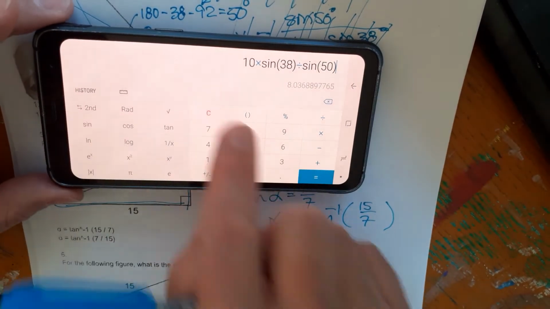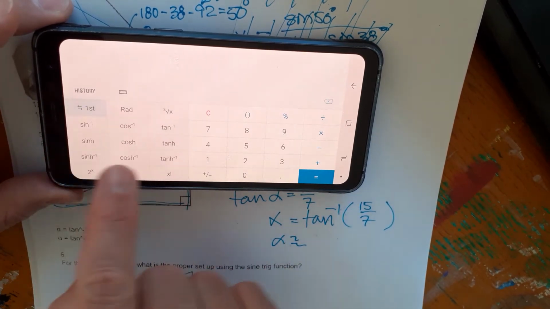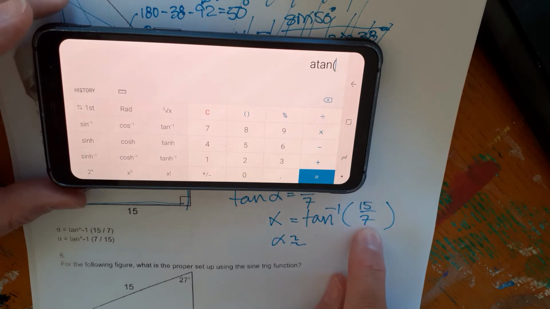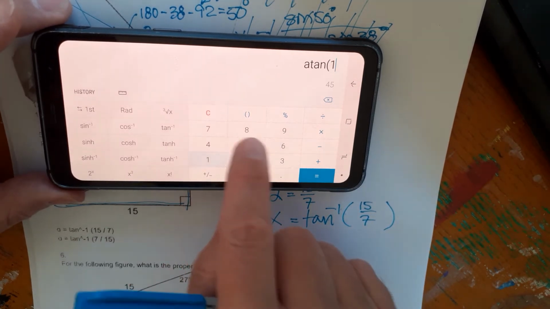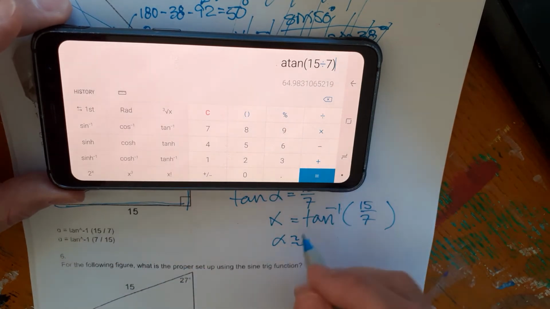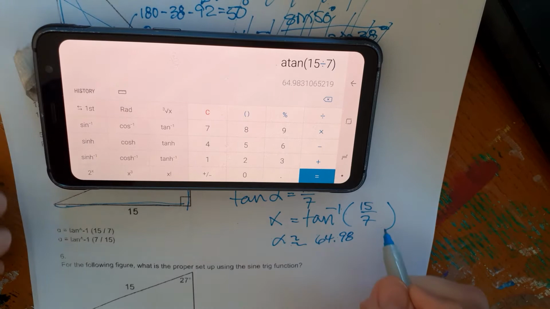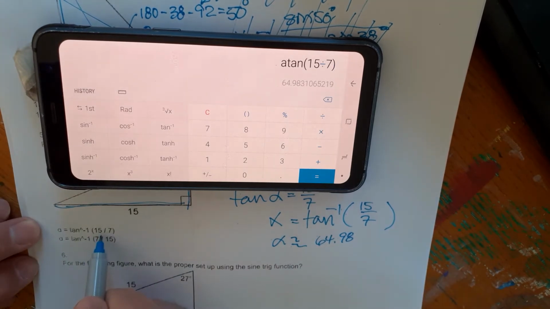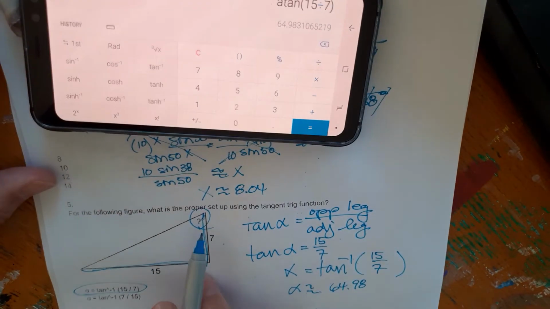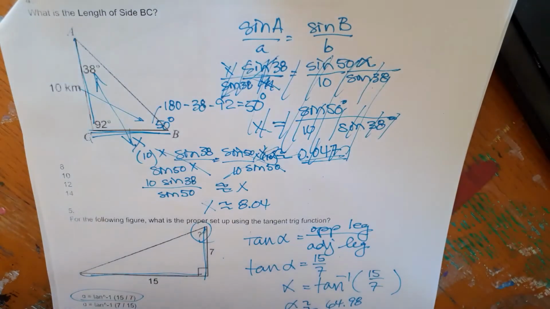So let's clear. Let's go to tan negative 1, because we got right here tan to the negative 1. Arctan's called. 15 divided by 7, 15 divided by 7 parentheses. So 64.98. Alright, so here we have the inverse, 15 over 7, I like that. And I like this answer, 64.98, for the actual measure of this angle, 64.98 degrees.